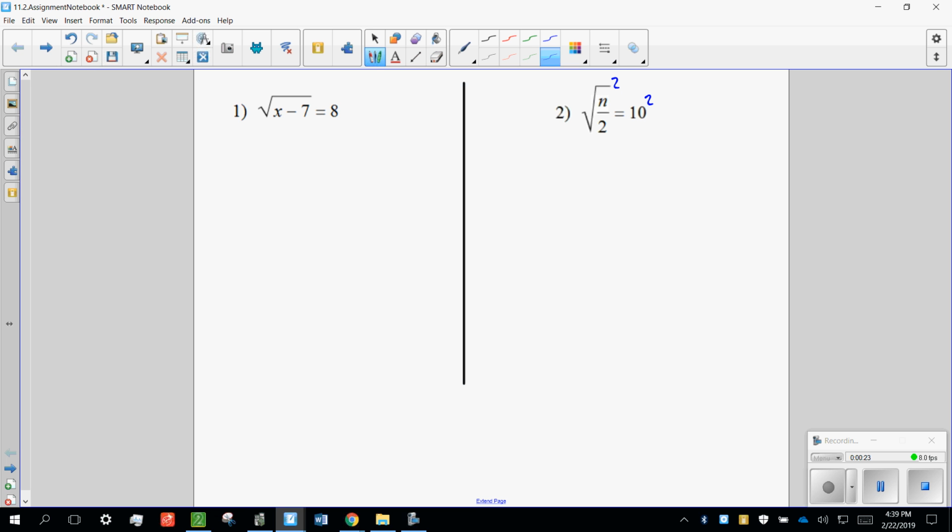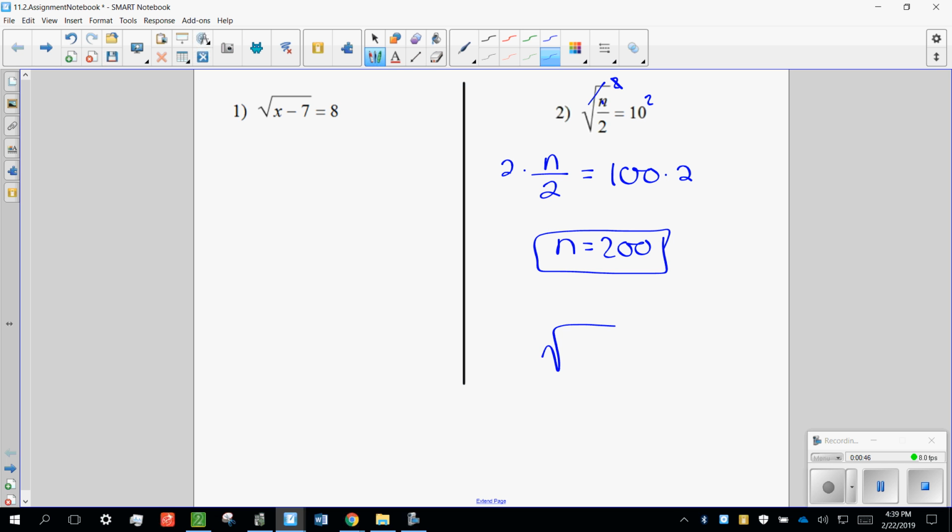We have a square root that's by itself on one side of an equal sign, so we square both sides. Square and the square root cancel each other out, and 10 squared is 100. Then we just multiply by 2 on both sides, and you get that n equals 200. You could check real quick to make sure that's an actual solution. Plug it back in there for n. So the square root of 200 over 2, does that equal 10? That means the square root of 100 is 10. Sure is, which means n does equal 200.